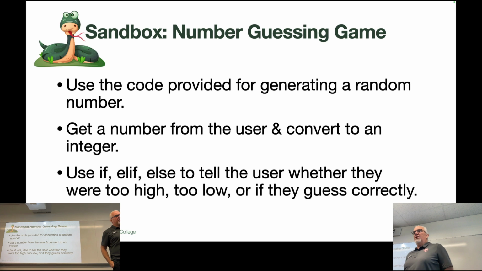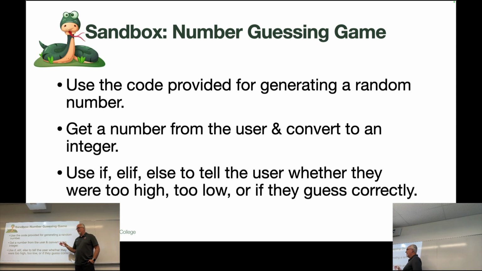I want the computer to generate a random number between 1 and 10, and I want you to get a number from the user. I want you to have the user guess what the number is. And then you will use an if statement to see if that number is higher or lower than the computer's secret number, or if it is exactly the secret number.